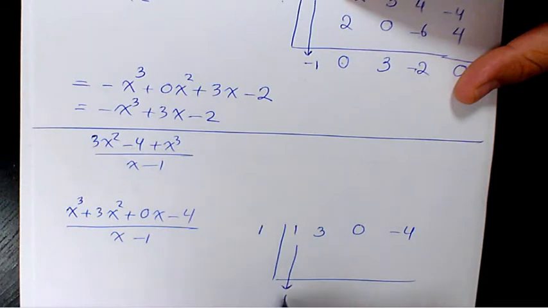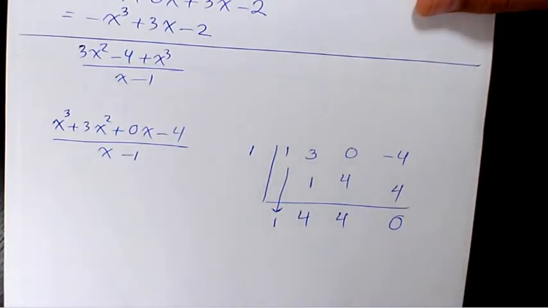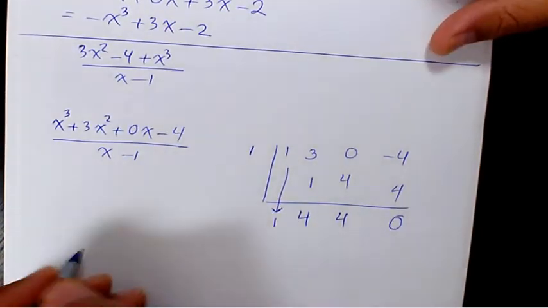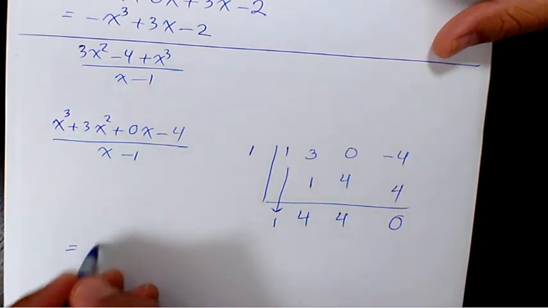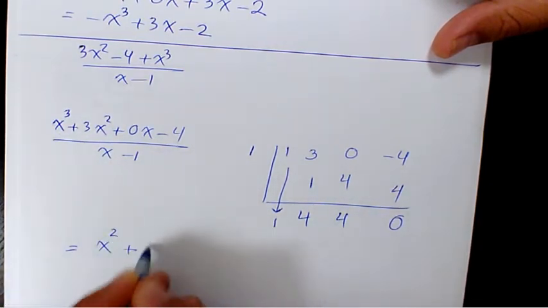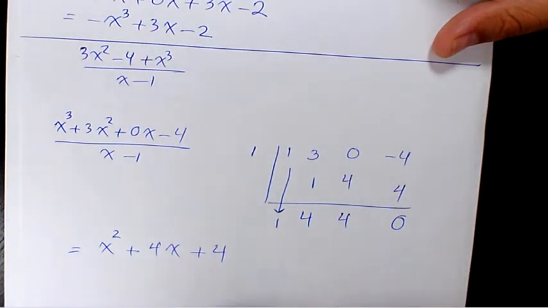So write it here. 1 times 1 is 1. 3 plus 1 is 4. 4 times 1 is 4. 4 plus 0 is 4. 4 times 1 is 4. 4 and -4, when you add them, is going to be 0. So this one is divisible as well because the remainder is 0. What is going to be the answer? It's going to be 1x squared. So it's going to be x squared plus 4x plus 4. That's the answer.